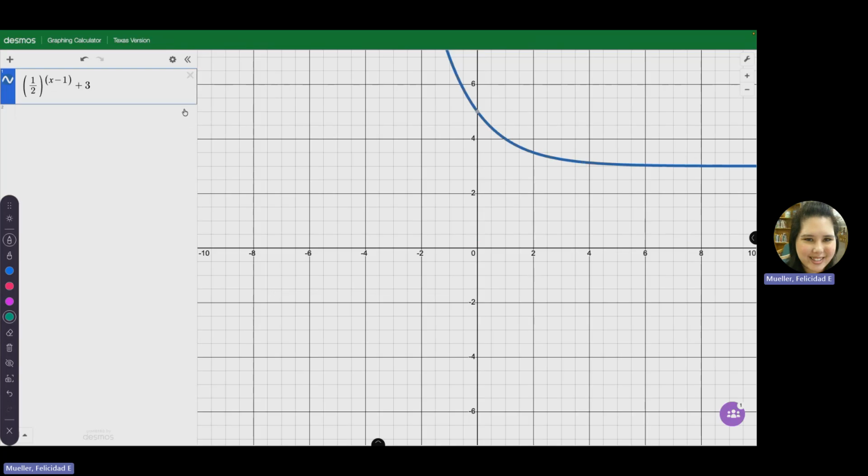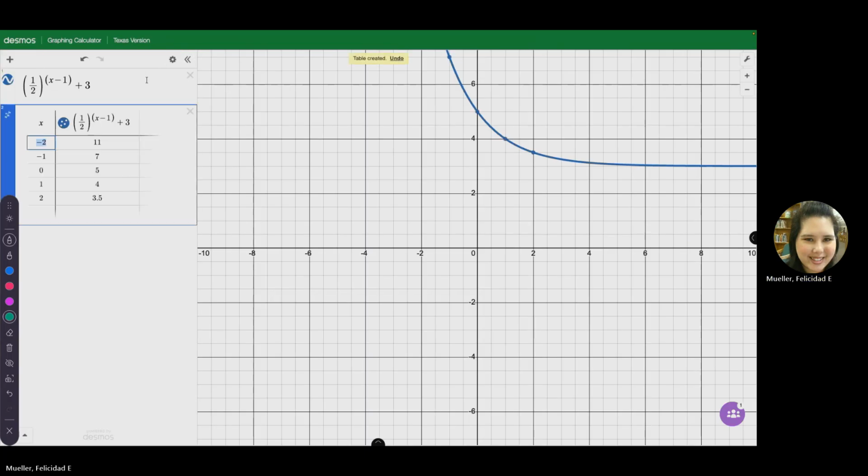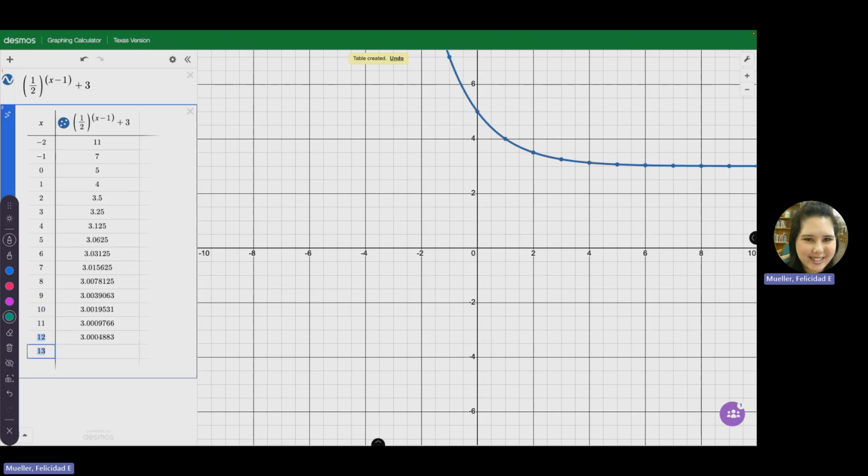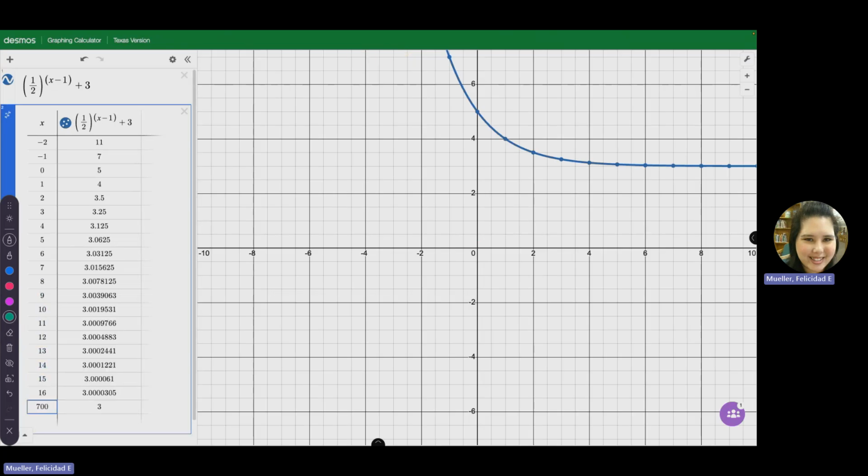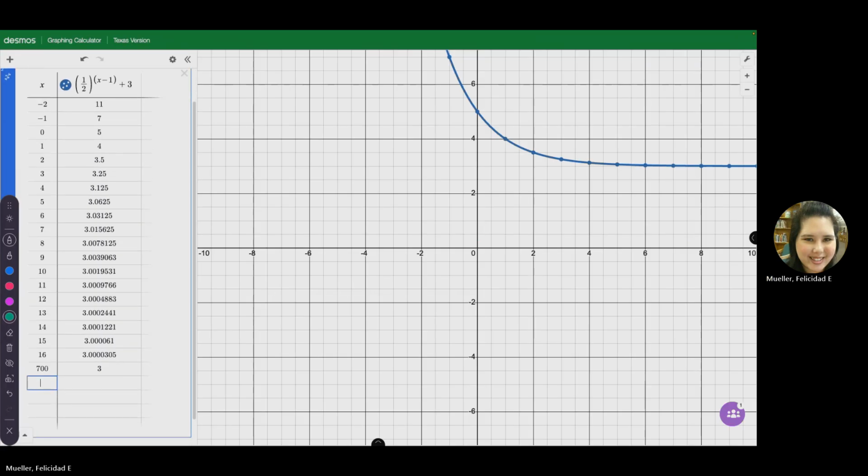But I can also pull up the table. Make a table. Starts at 2. And if you just start hitting enter, you can see that they just keep getting really close to 3. Even if I put, I don't know, 700, eventually it just tells you 3. So if I do 800, it's essentially 3. So y equals 3 because it is flattening out, it's a horizontal. And all horizontal lines are going to be y equals.